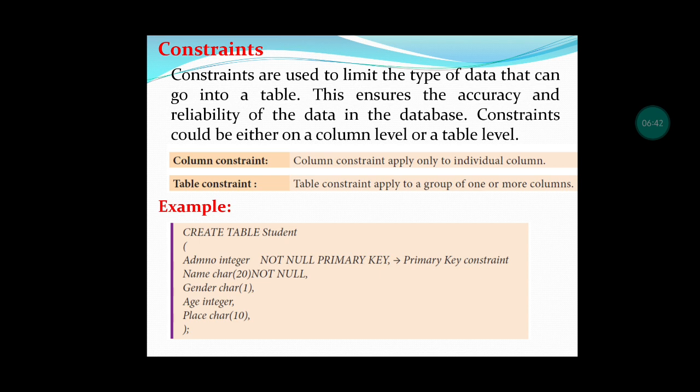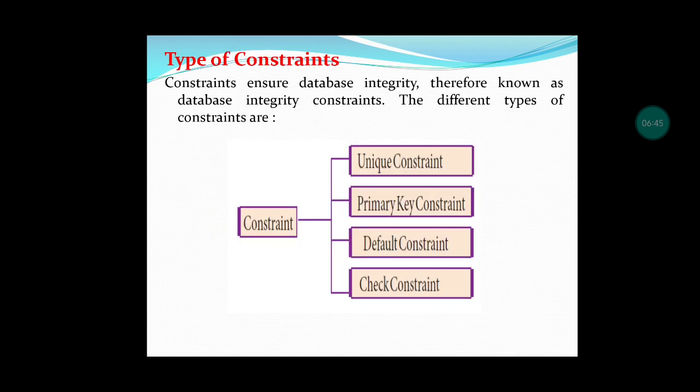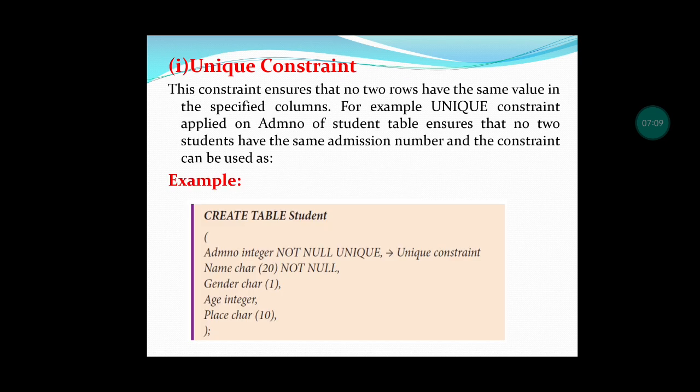Next, we will go for types of constraints. That is, the constraints are classified into 4: unique constraint, primary key constraint, default constraint, and check constraint. Let us see about unique constraint. This unique constraint ensures no two rows have the same value in the specified column. That is, an admission number will not be given to two students; only a particular student has a particular admission number.